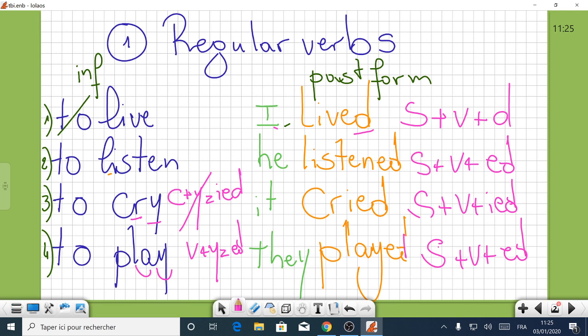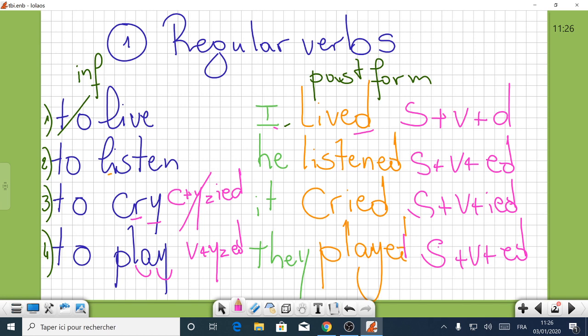We see that we have four examples of verbs. The first one starts with E and finishes with E, and the second one ends with a consonant. Here we have consonant plus Y, and here we have vowel plus Y. So this is subject plus verb plus just D, subject plus verb plus ed, and here we have subject plus verb plus ied, and here subject plus verb plus just ed, because we have consonant plus Y, and here consonant plus vowel, and vowel plus Y.